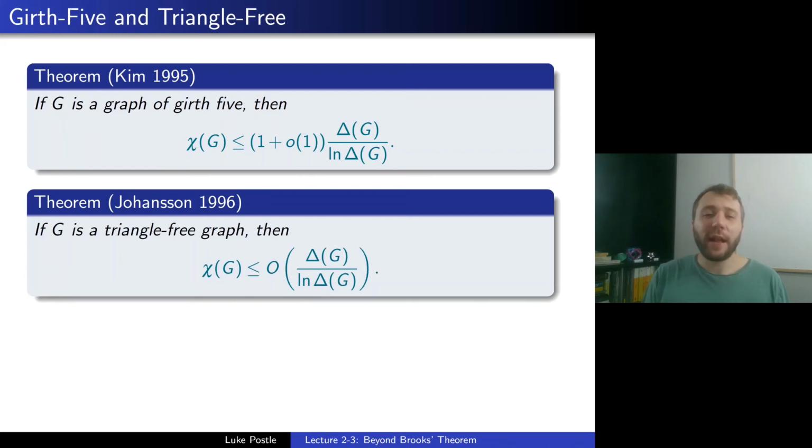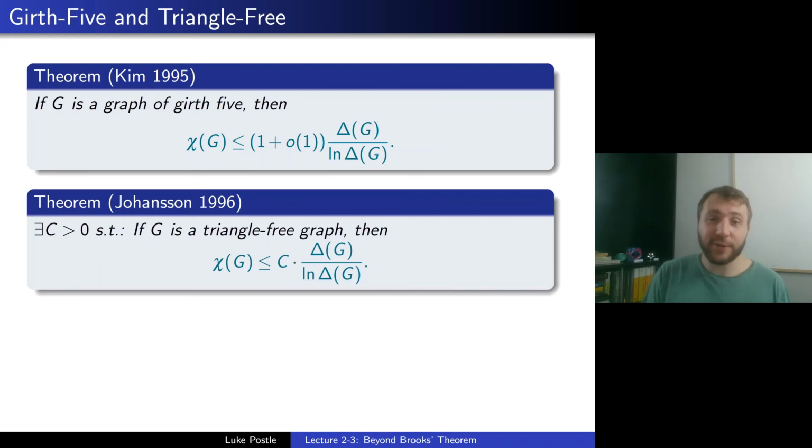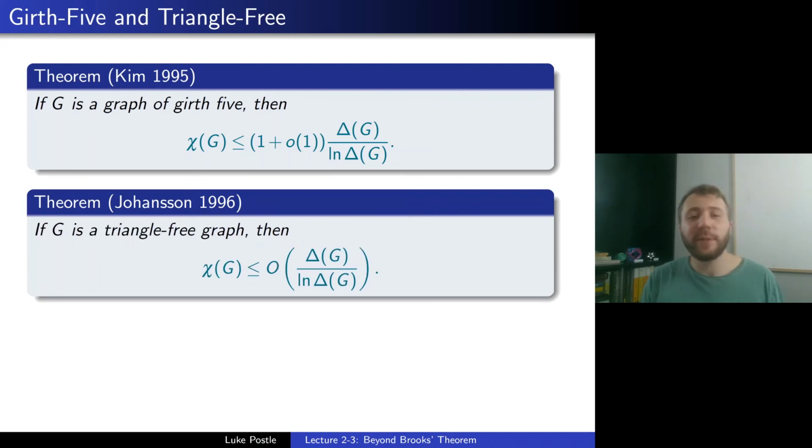And I just want to mention again, if you haven't seen this, instead of the 'there exists c' version, you might instead see this, if you're used to big O notation, as chi of G is at most big O of delta over log delta, and that just means there's some constant you could put in for that big O. So that was Johansson's theorem. Another breakthrough, and both of these use probabilistic methods, which we won't cover these proofs, but we'll be covering probabilistic methods in the second half of the class.